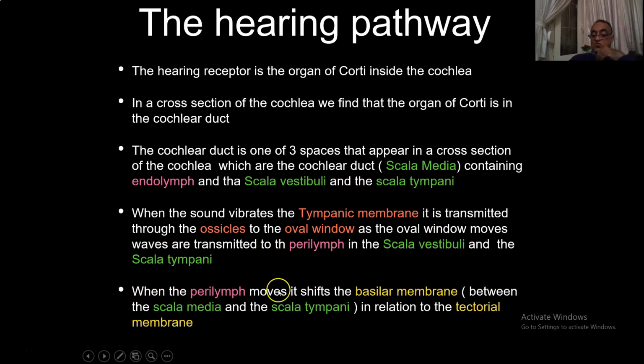And when the perilymph moves, it vibrates, it shifts the basilar membrane, which is present between the scala media and scala tympani, in relation to the tectorial membrane. This seems like a big mystery or a big quiz. Actually, it is not. You'll see the diagrams now and you'll understand how simple it is. We can simplify it and you can understand it very easily.